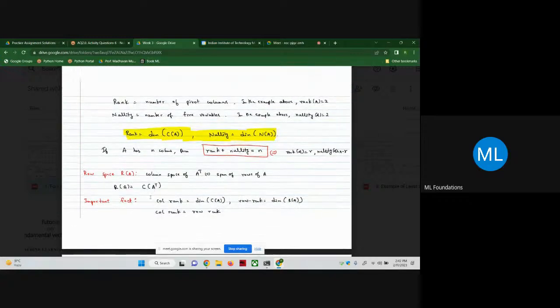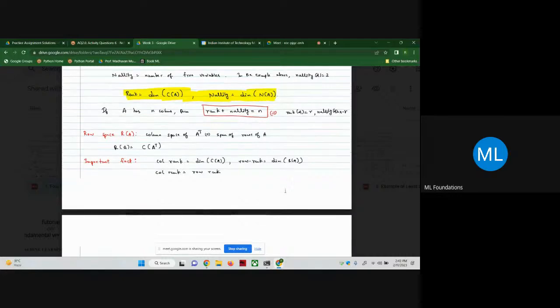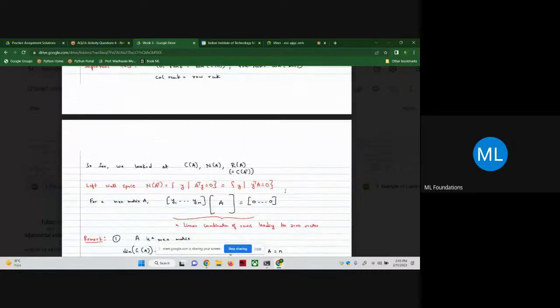And then the other important fact is the column rank, or the dimension of column space of A, or the dimension of row space of A. The row space of A is also represented as the column space of A transpose. The column rank, the row rank, and the rank of the matrix all will be the same. Okay? Clear on that?